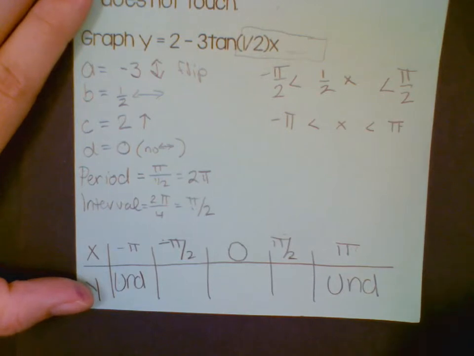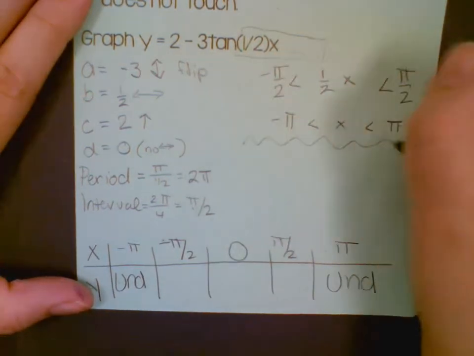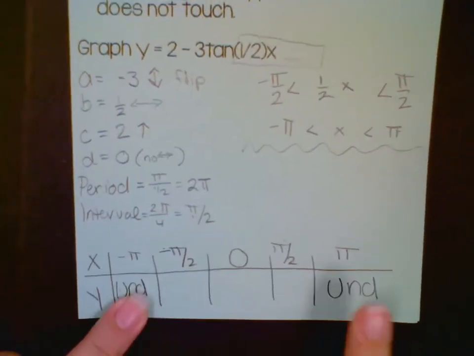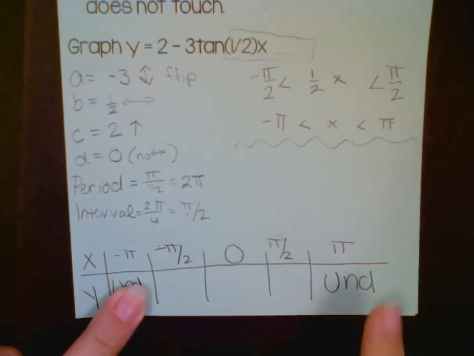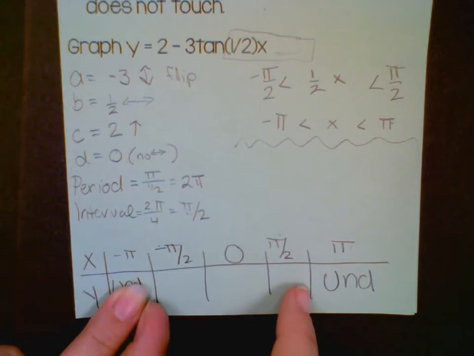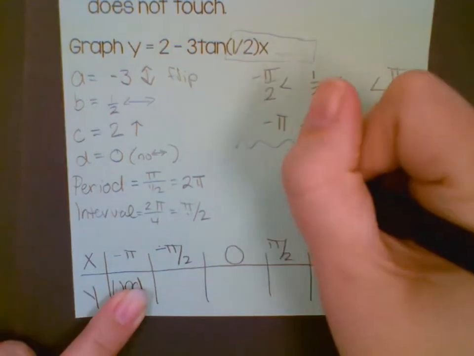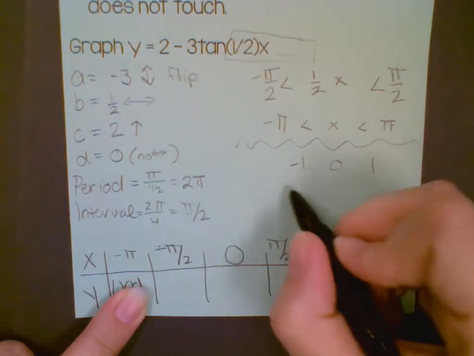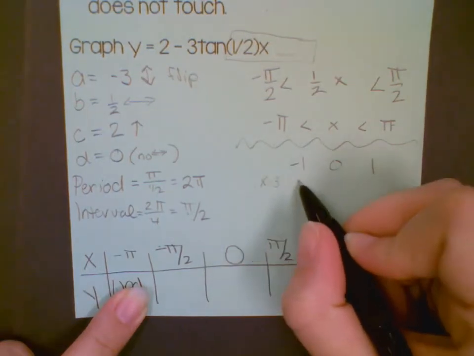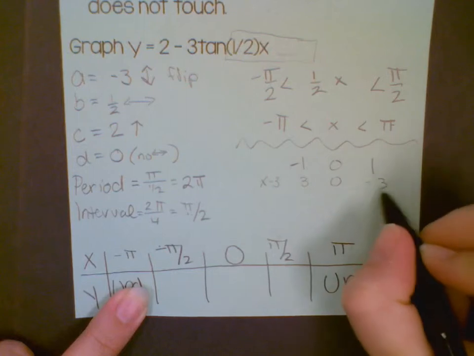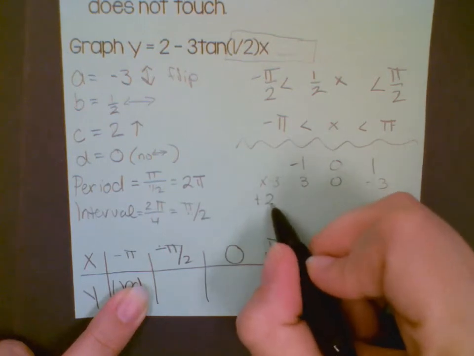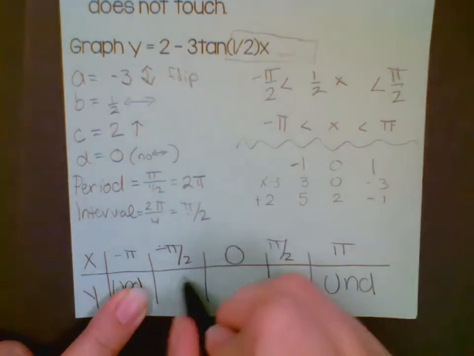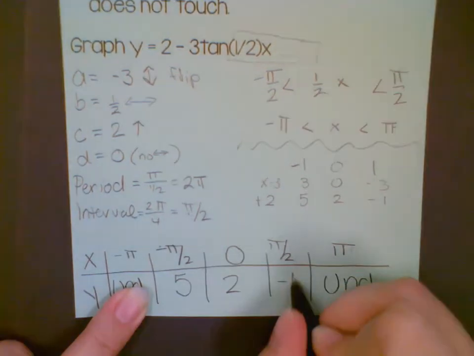So next we'll do our y values. And I drew my table so low, I'm just going to write them out here. Like I said, since I always just put the undefined right there, we really are only dealing with those 3 middle y values. So for tangent, it's negative 1, 0, 1. So apply your amplitude. So we're going to times by negative 3. And then add or subtract your shifts. So in this case, we're adding. So we have 5, 2, and negative 1.